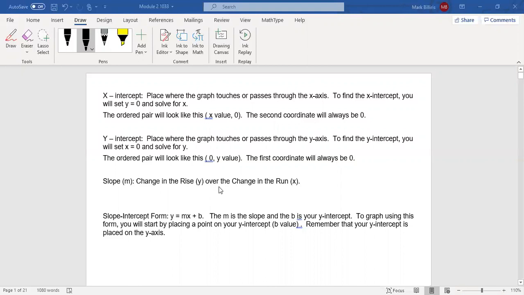Slope-intercept form is y equals mx plus b. The m is the slope, and the b is your y-intercept. To graph using this form, you will start by placing a point on your y-intercept. Remember that your y-intercept is placed on the y-axis. That's where a lot of students make their mistake. We'll go through a lot of these problems coming up.